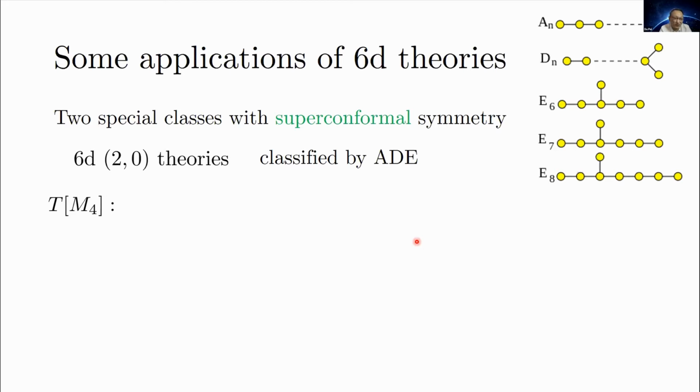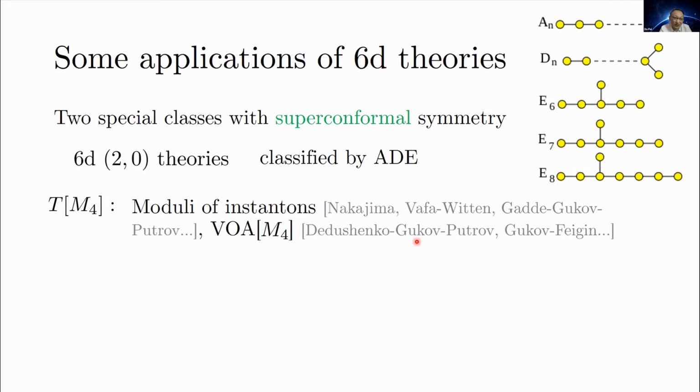And the 2-dimensional theory obtained, known as T[M_4], turns out to know a lot about the moduli space of instantons. Studying them can shed some new light on the pioneering work of Nakajima and Vafa-Witten. And this class of theory also provides a correspondence between vertex operator algebras and the study of topology of 4-manifolds. So on Monday, Thomas has already mentioned a little bit this correspondence.